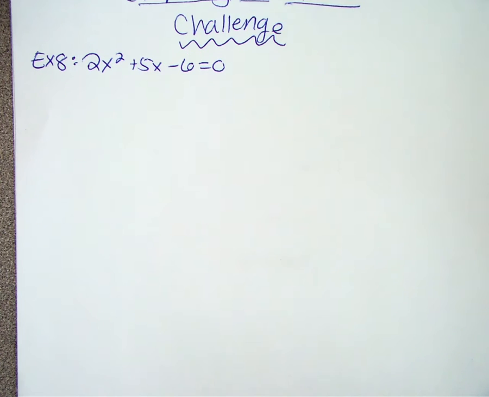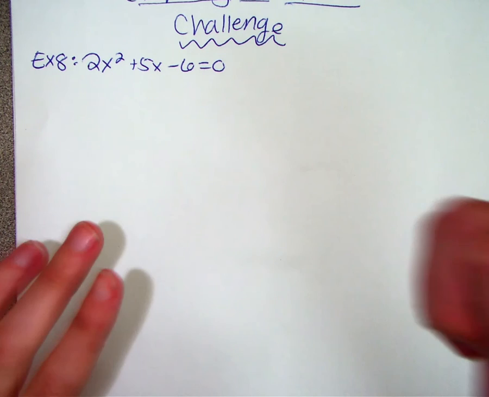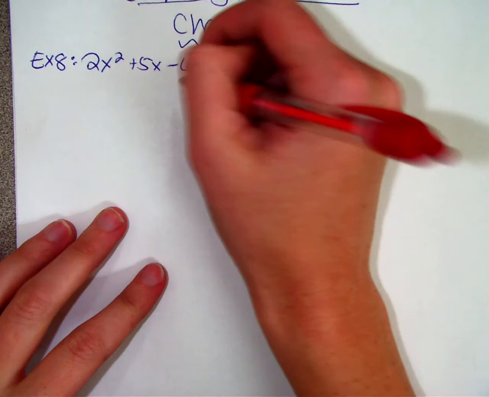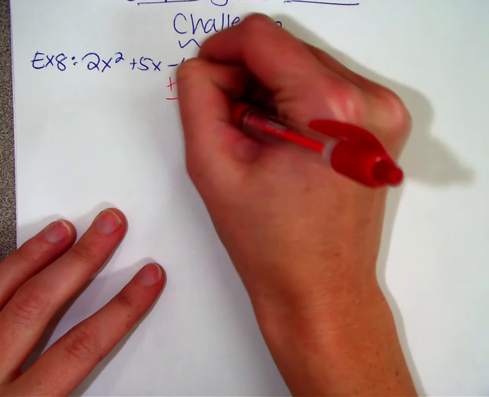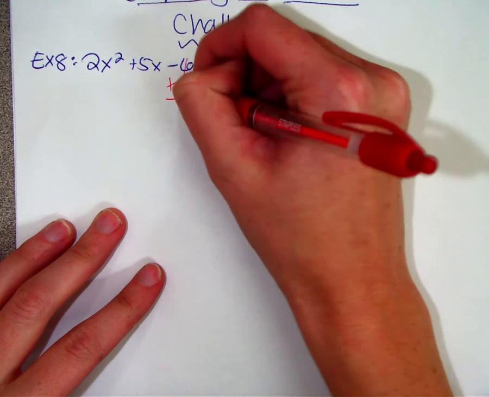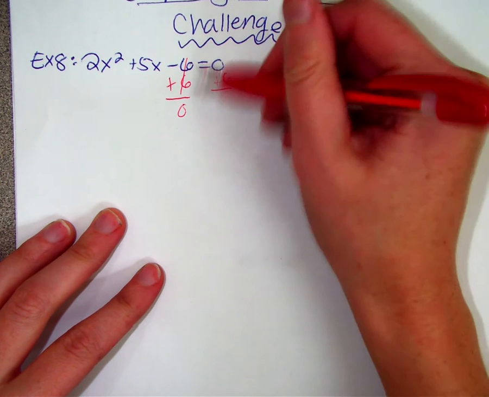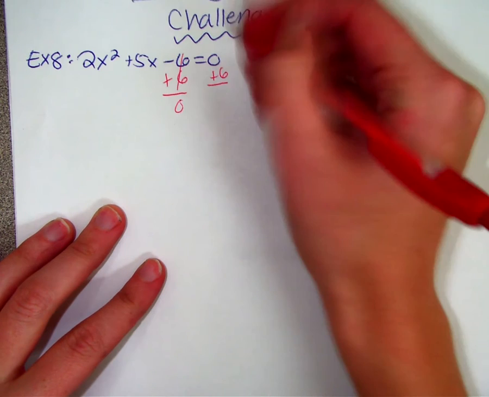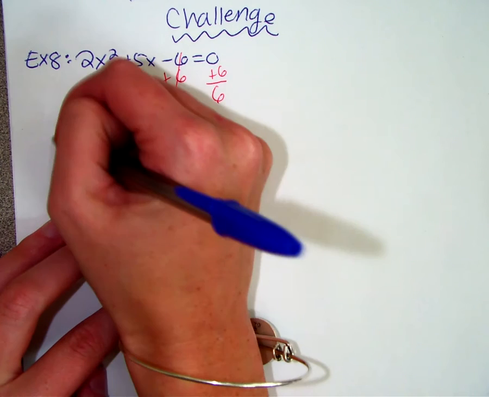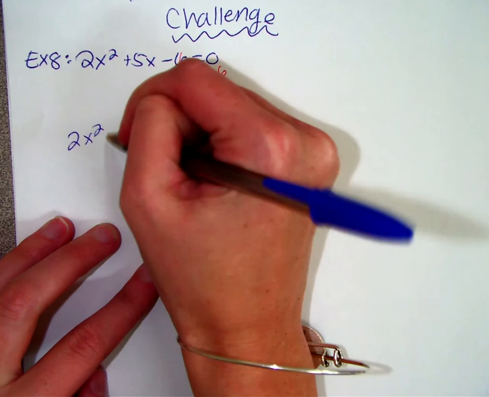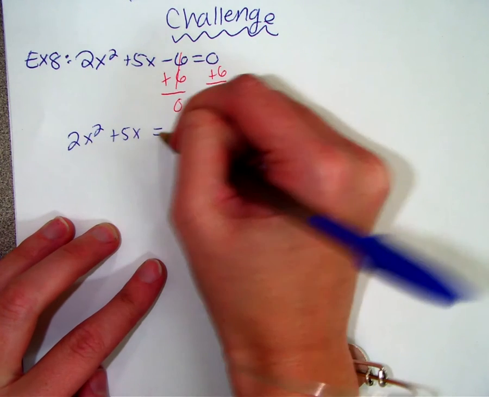How do I move a -6 to the other side? Absolutely, you guys are so smart. All right, so we're going to add 6 on both sides because that's the opposite of a negative. So the -6 plus 6 will cancel and turn to 0, and 0 plus 6 is 6. All right, so we're left with 2x squared plus 5x equals 6.